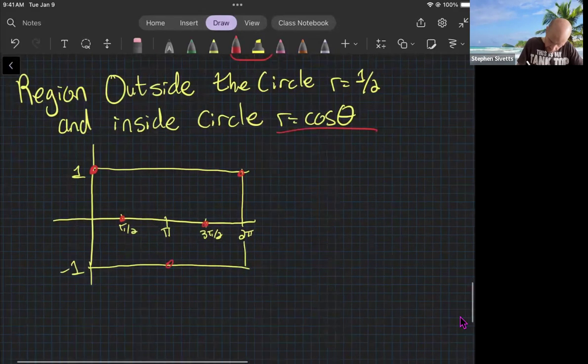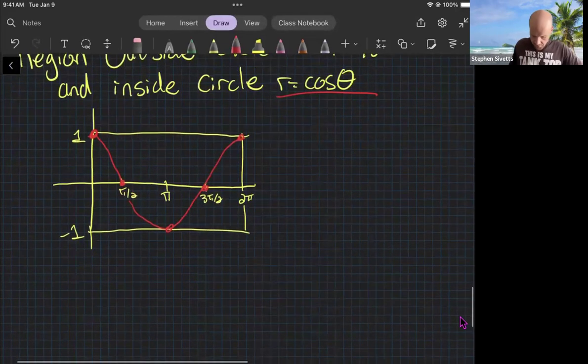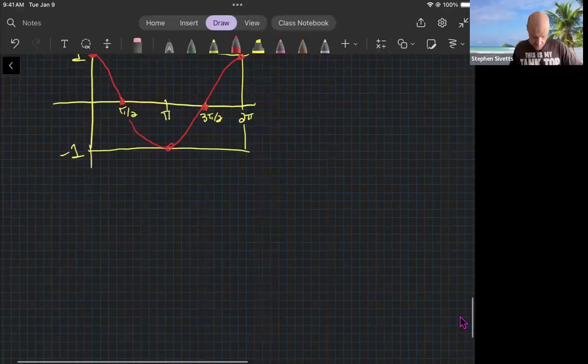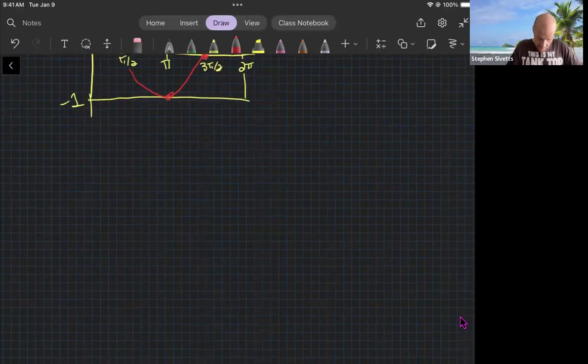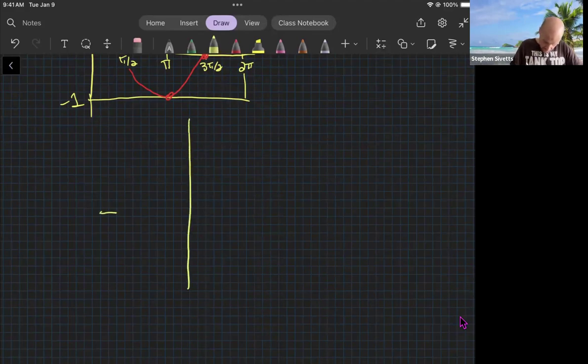Okay, so you should all be familiar with the curve for cosine of theta, right? That's what it looks like, right? And what we want to do is figure out the area of the region which is inside the circle made by cosine theta and outside the circle r equals 1/2.